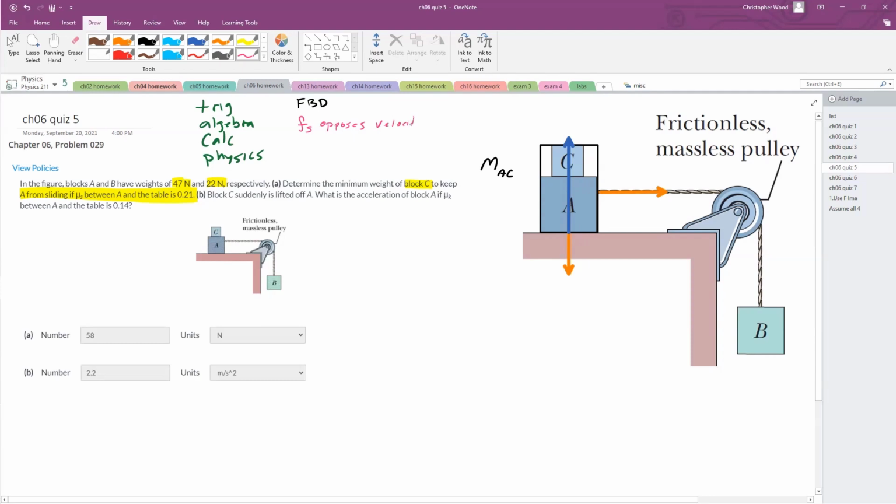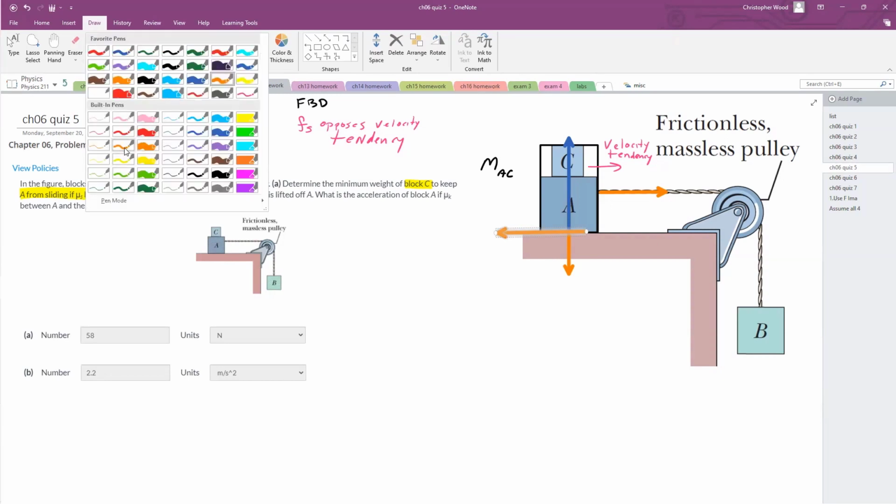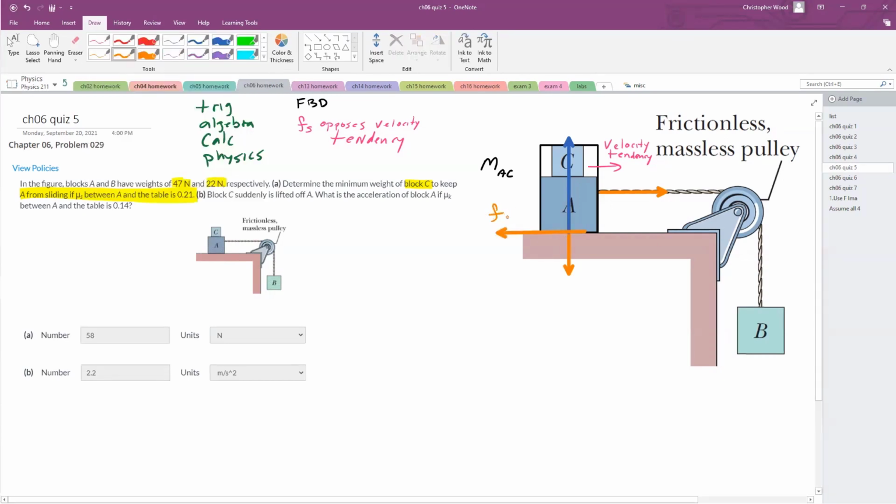velocity tendency. It doesn't oppose velocity, it opposes velocity tendency. So you can see in this situation, what's the velocity tendency for block AC? Well, this is the velocity tendency. If it was going to move, it would move to the right. Now, it's not moving because of static friction, but that's why I'm calling this the velocity tendency. The only reason I'm doing that is to make sure I know to draw the static friction force like this. It's the static friction force that's keeping things motionless. All right, so this is the static friction force.